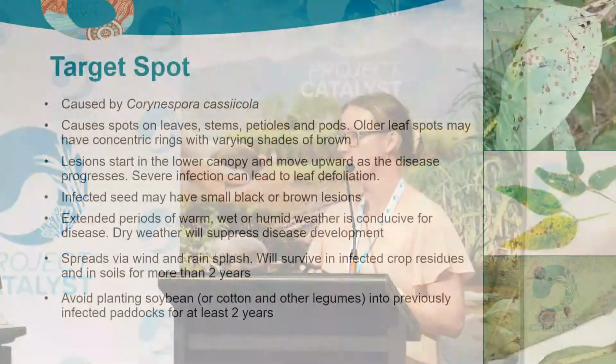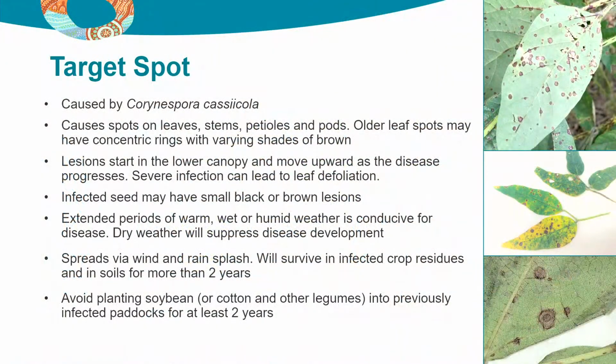I guess with the leaf spot symptoms, as the lesions age, they can sometimes get concentric rings on them, hence the name target spot. This pathogen, again, really needs that persistent wet weather. If you have dry weather, the disease will pretty well just sit there and won't get any worse. It will also spread in the wind and rain splash, and this pathogen will survive in your soils for more than 2 years as well.